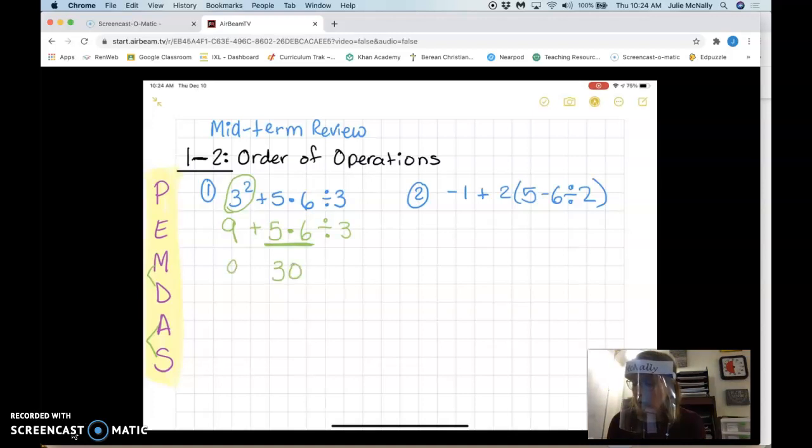And then I'm going to bring down the other stuff that I didn't use yet. So now I'm still on multiplication and division. Now I'm going to divide. 30 divided by 3, what is that? 10. Good. And then bring down the 9 and the plus. 10 plus 9 is 19.